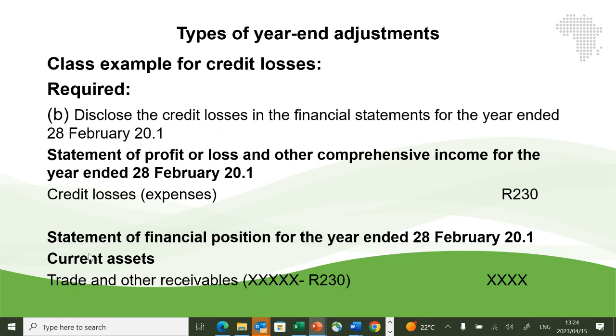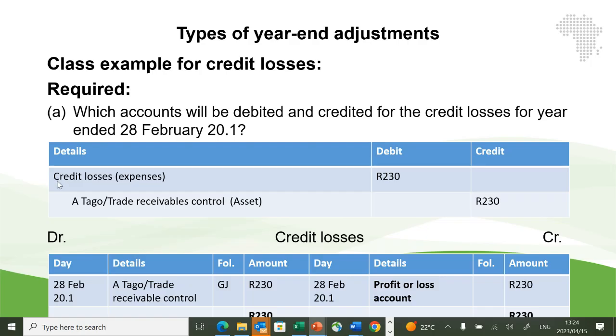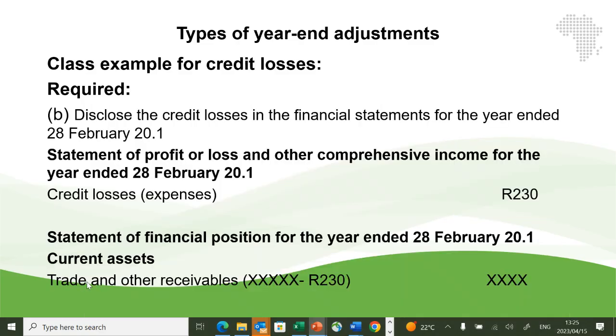Under current assets, for trade and other receivables, your credit losses. Remember this journal entry that we wrote here. We said debit the credit losses, and what did we credit? We credited your trade receivable control account. So when you come here, trade and other receivables, sometimes you'll be given a figure for trade and other receivables. Remember they said it was 300,000 for trade and other receivables. That's what we could have written here.